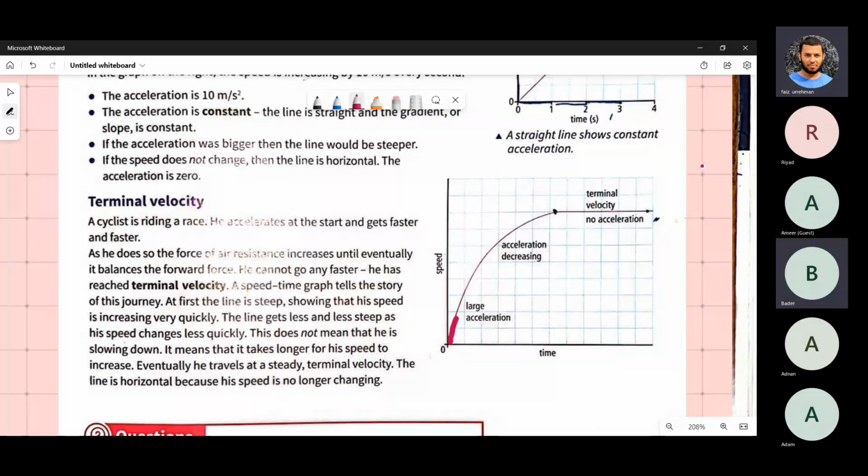Wow, my gaming laptop is lagging because of MS Teams. No, not because of MS Teams, because of the whiteboard.